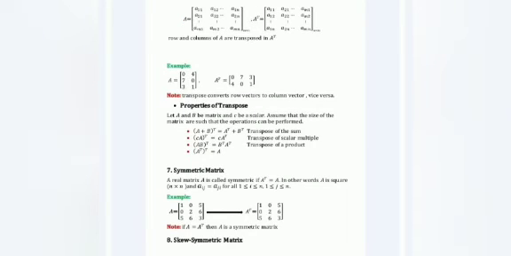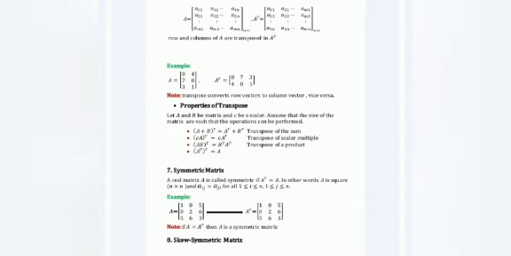Properties of transpose. Let A and B be matrices and C be a scalar. Assume that the sizes of the matrices are such that the operations can be performed. (A plus B) whole transpose is equal to A transpose plus B transpose. (C into A) whole transpose is equal to C into A transpose. (AB) transpose is equal to B transpose A transpose. (A transpose) whole transpose is equal to A.